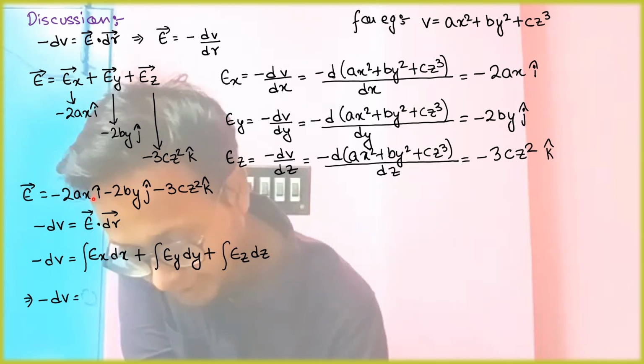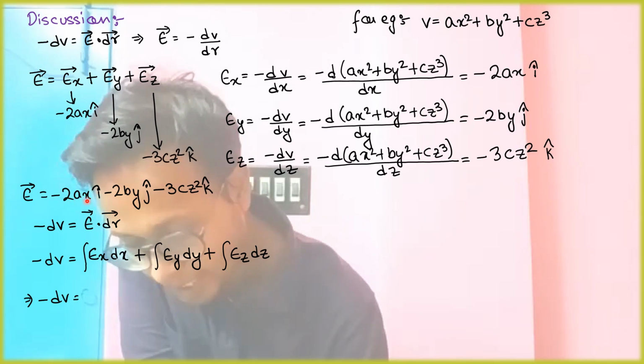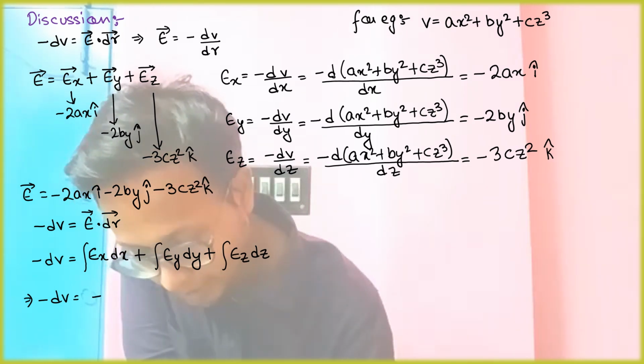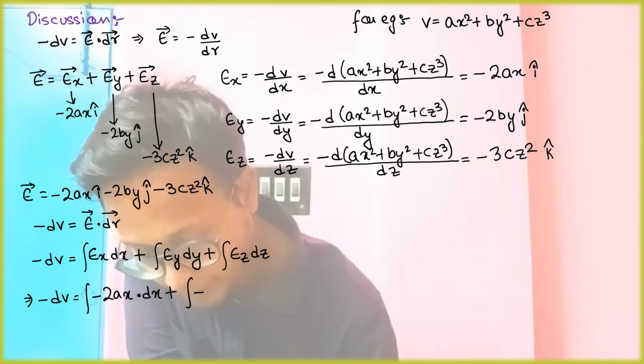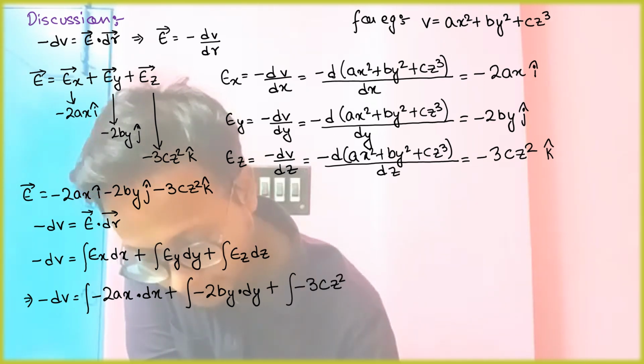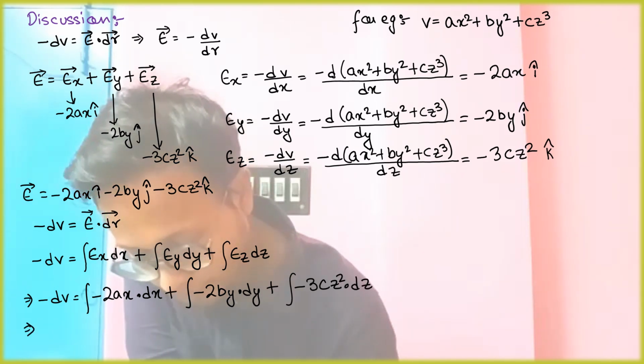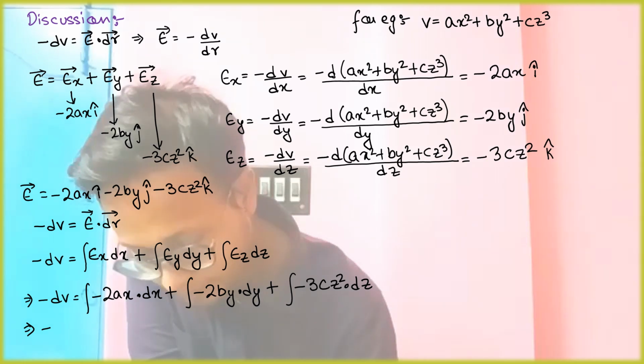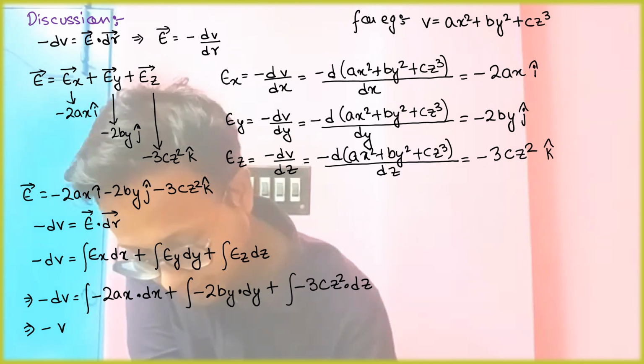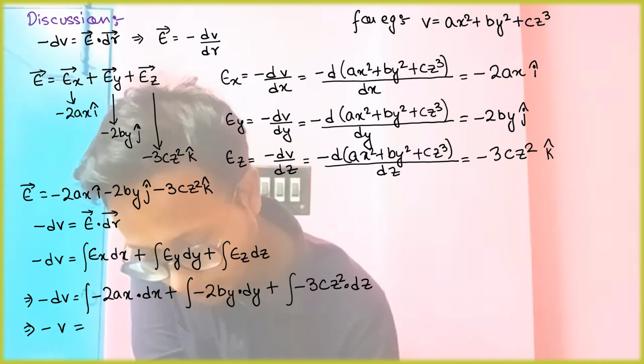The value of Ex is nothing but the x component of electric field, or minus 2ax dot dx, plus the y component of electric field, which is nothing but minus 2by into dy, plus the z component of electric field, which is nothing but minus 3cz square dot dz. And if you integrate this, you would get minus dV, or minus V.